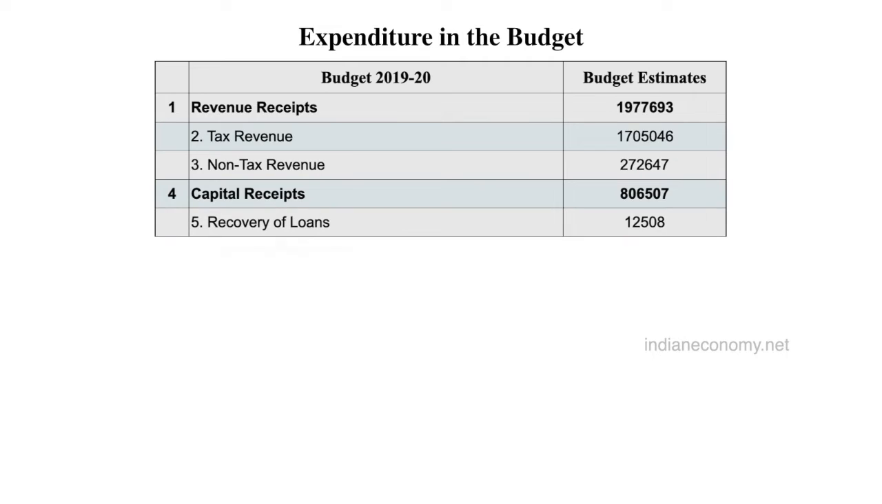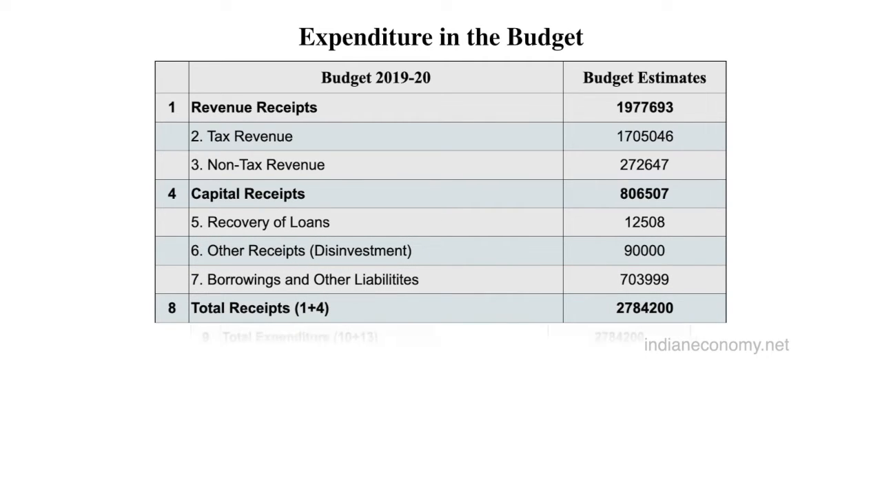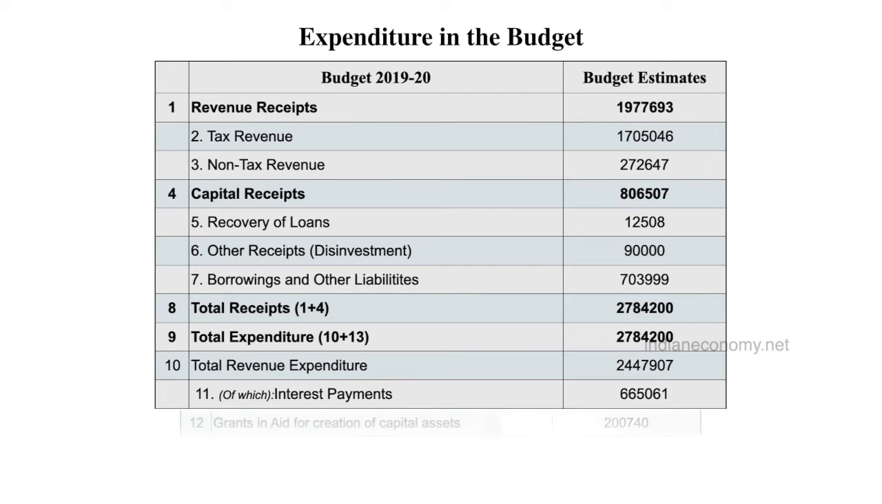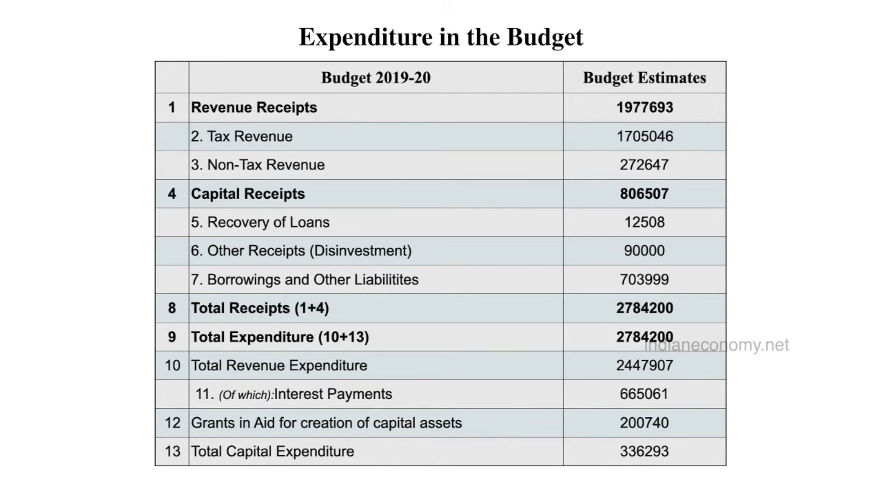You can see it from the table. The expenditure side extends from item number 9, that is total expenditure, to item number 13, that is total capital expenditure. Actually, item number 9, total expenditure, comprises total revenue expenditure, shown under item number 10, and total capital expenditure, shown under item number 13. So the size of total expenditure is 27,84,200 crores rupees.